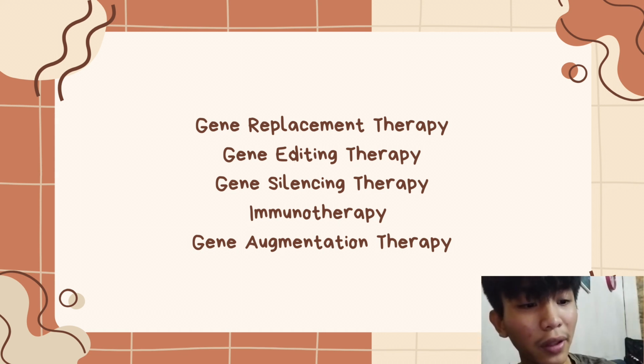Number 4 is immunotherapy. Immunotherapy involves the use of genetically modified cells to target and destroy cancer cells. This approach uses immune cells that are modified to recognize and attack cancer cells specifically. Number 5 is gene augmentation therapy. Gene augmentation therapy involves the addition of new genes to cells to compensate for the defective genes. This approach is used to treat genetic diseases such as muscular dystrophy and hemophilia.